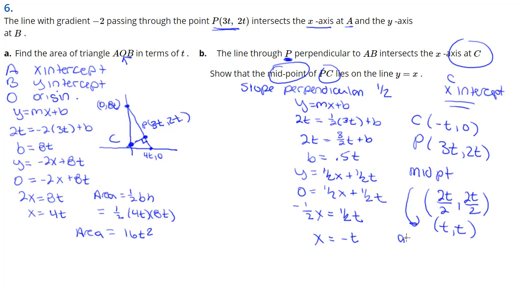And what they want us to show is that this midpoint lies on the y equals x line. Well, any point on the y equals x line, the x value is going to equal the y value. So even though we don't know what value t is, obviously whatever it is, it's going to be the same for both the x and the y. And so that's all we've got to do to prove it.